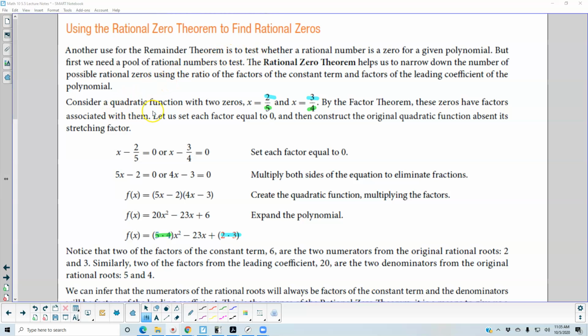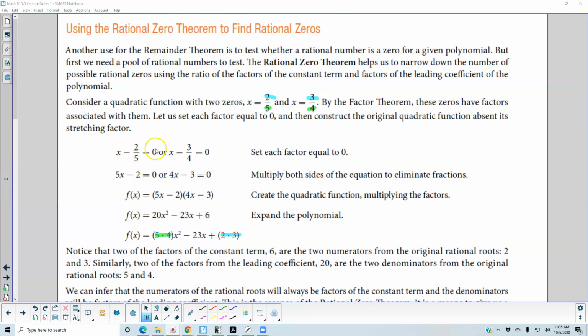Now consider a quadratic function with two zeros. x is equal to 2/5 and x is equal to 3/4. By the factor theorem, these zeros have factors associated with them. Let us set each factor equal to 0 and then construct the original quadratic function absent its stretching factor. So if we set x equals 2/5 to be x minus 2/5 equals 0, or x minus 3/4 is equal to 0. So we're going to set each factor equal to 0.